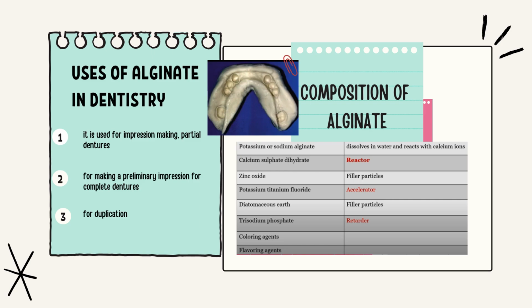Furthermore, the composition of alginate is potassium or sodium alginate, calcium sulfate dihydrate, zinc oxide, potassium titanium fluoride, diatomaceous earth, trisodium phosphate, and coloring agent. Dear students, this composition is very important to learn and memorize for the final. It may appear in exam questions or practical viva.